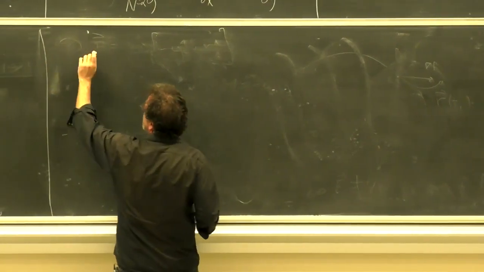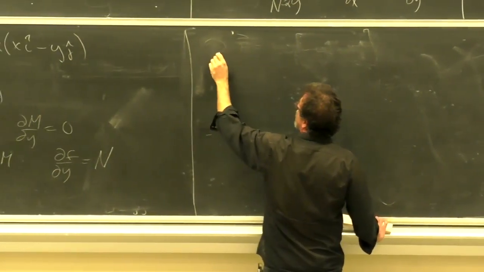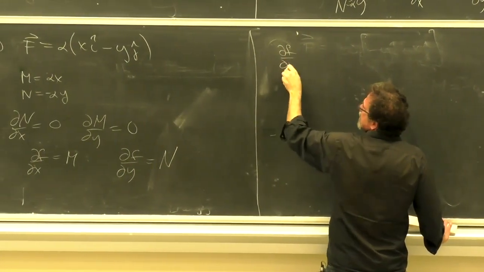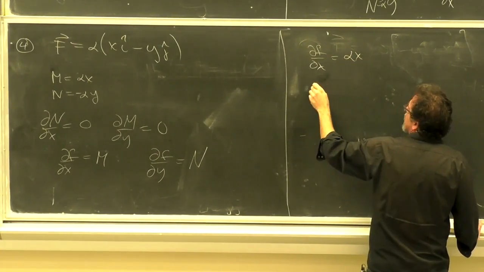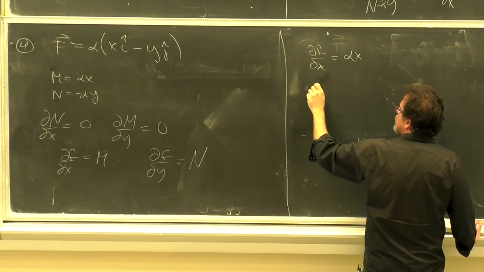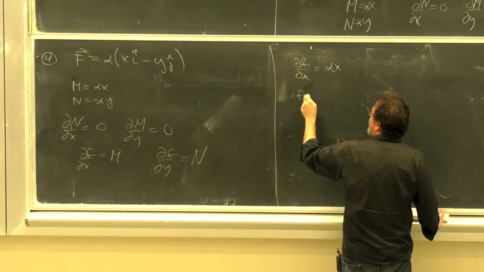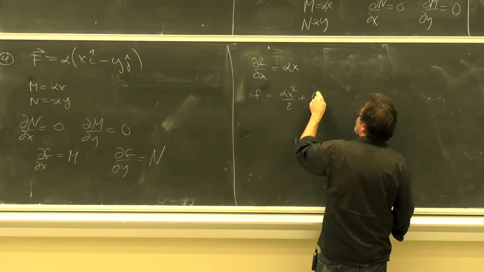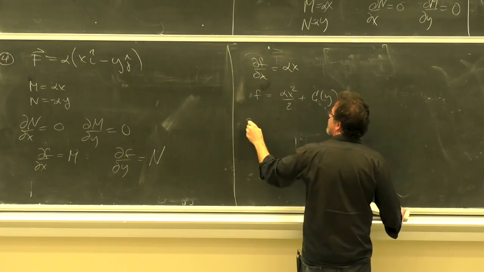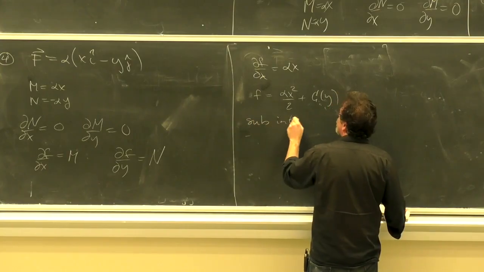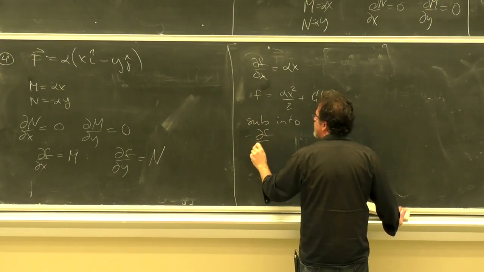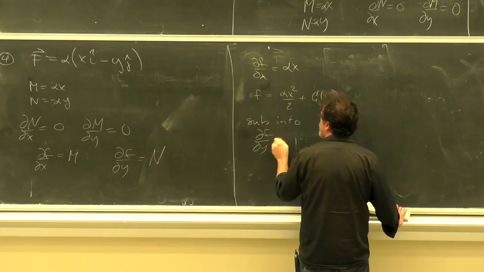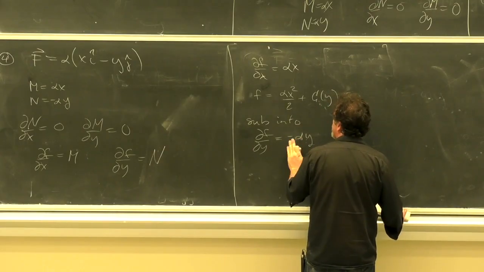So you take the antiderivative of the first one, df/dx is equal to alpha x. That's the first equation. That tells you if you take the antiderivative, you're left with f is equal to alpha x squared over 2 plus any function of y. Then sub into df/dy, which is the second equation, equals negative alpha y.